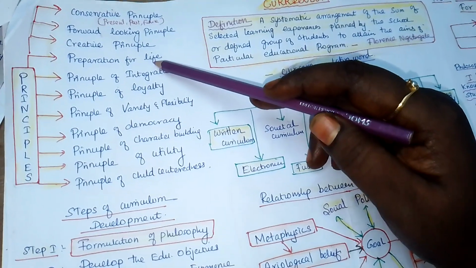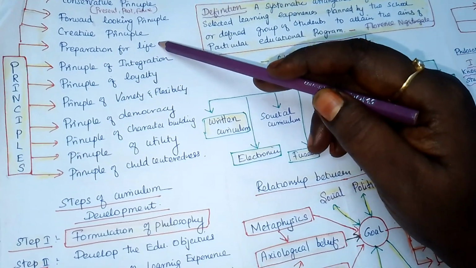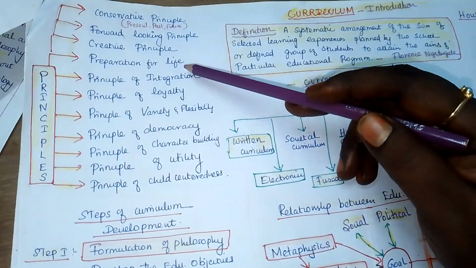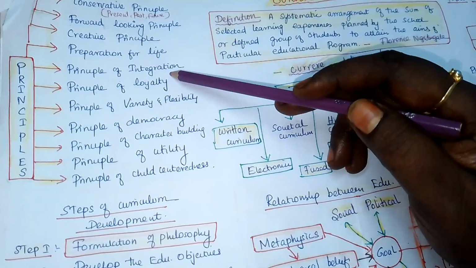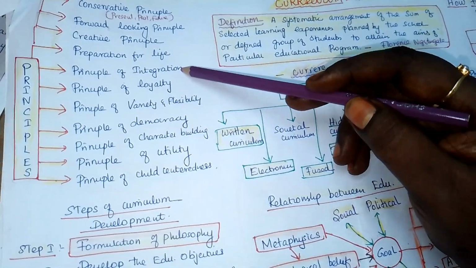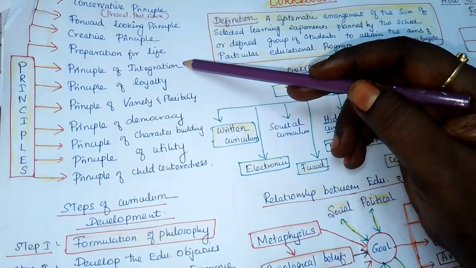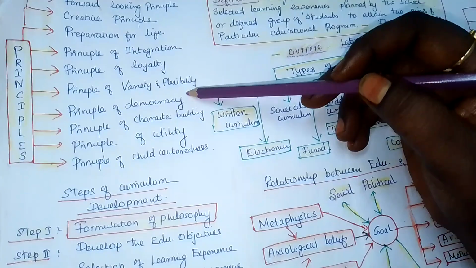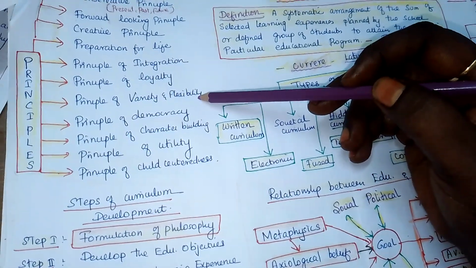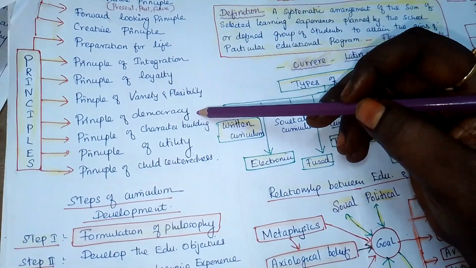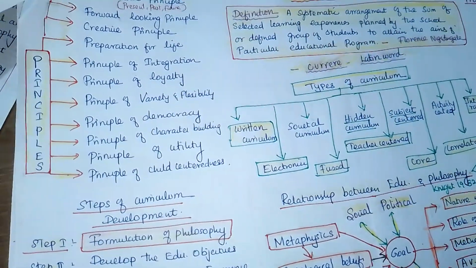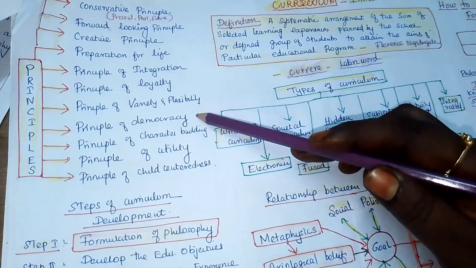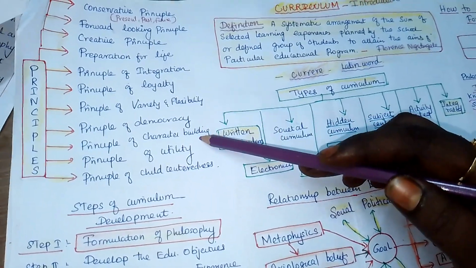Then another important principle is preparation for life. The curriculum, especially the nursing curriculum, should prepare the students for their own life. Then the principle of integration. Understand? Integration means you will put into practice the principles of loyalty, variety, and also flexibility. Principles of democracy. The curriculum should have freedom. It should not be so rigid. You can select from the variety. You should have a democracy, not autocracy.